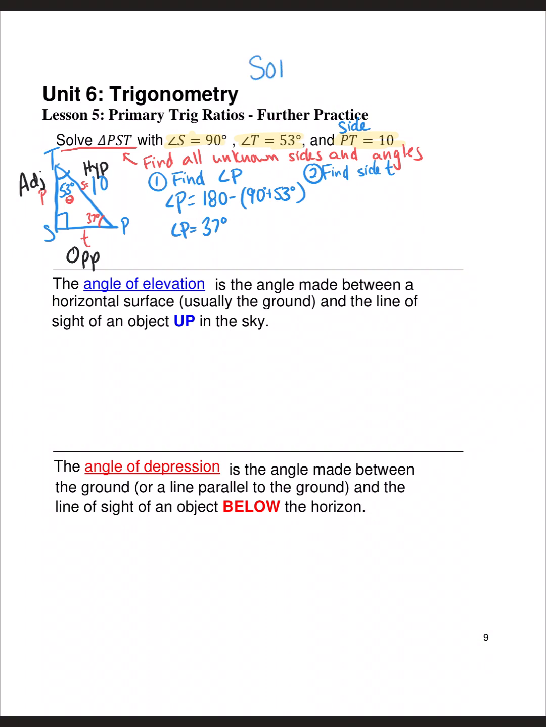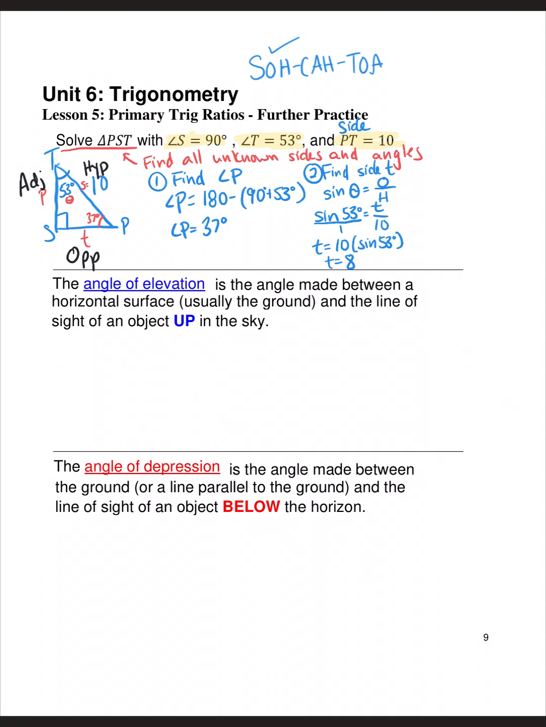If I have theta, well, side T is my opposite side, and I have my hypotenuse. So if we think back to SOHCAHTOA, we have to think about which trig ratio works with our opposite and our hypotenuse. That's going to be our sine. So we'll say the sine of theta is equal to opposite over hypotenuse, and then we'll plug in what we have. Our theta is 53 degrees, our opposite side is t, and our hypotenuse is 10. So we're going to put sine 53 over 1, and we're going to cross multiply. So t times 1 is t, and then we'll have 10 times the sine of 53 degrees. If we punch that into our calculator, we're going to get that t equals 8.